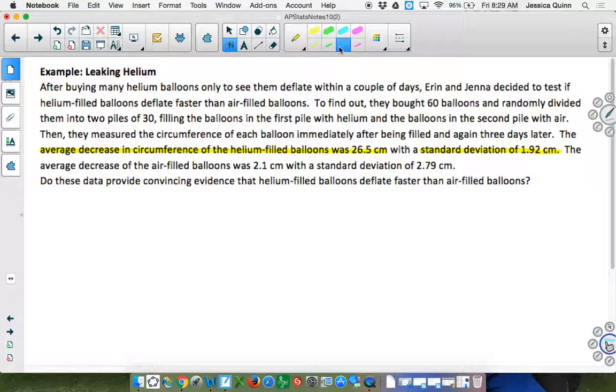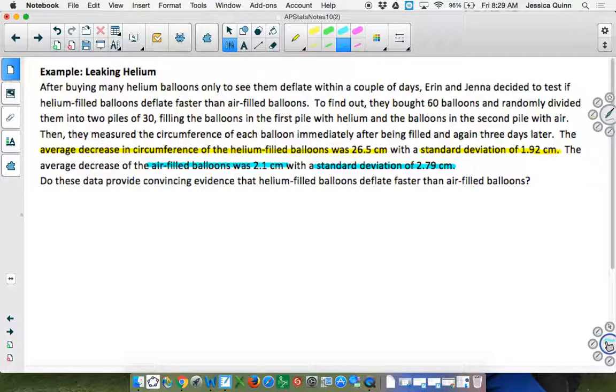Anyways, okay. The average decrease of the air-filled balloons was 2.1 centimeters, and the standard deviation was 2.79 centimeters. Do these data provide convincing evidence that helium-filled balloons deflate faster than air-filled balloons? Well, okay, look at what I highlighted. Huge difference. So honestly, you could probably just say yes, but we're going to go through the whole four-step process to see what it's going to look like, just because it's so much fun.